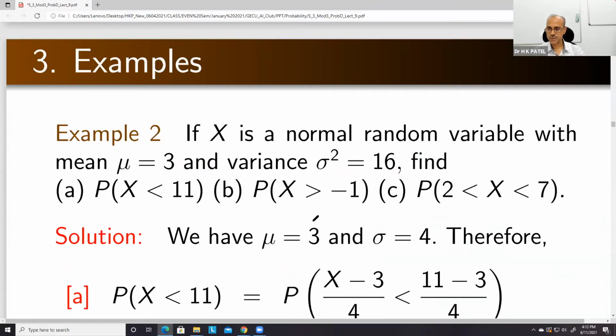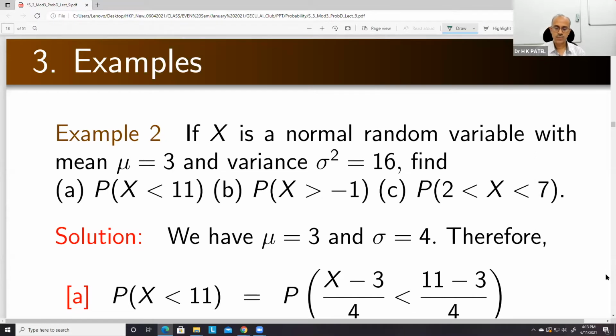So let us see some examples. X is a normal random variable, mu is 3, variance is 16. We have to find these probabilities. So for example, first one, P(X less than 11).